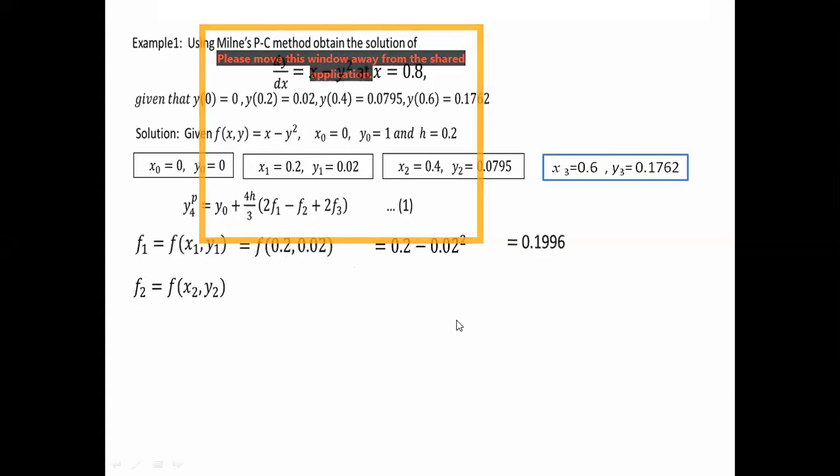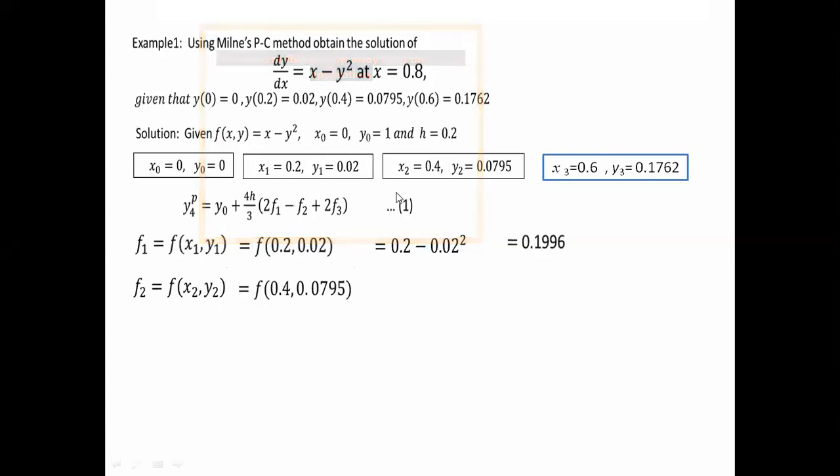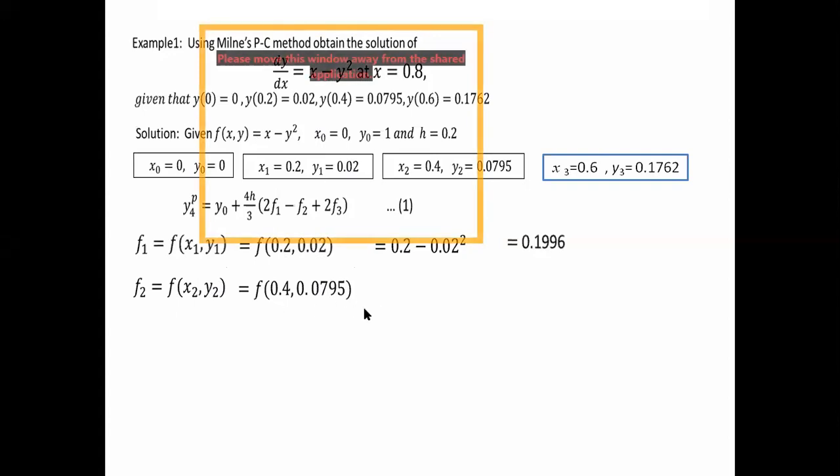Next, find f2. f2 means f of x2 comma y2. That is f of, this is x2, this one is y2. So f of 0.4 comma 0.0795. But f of x comma y is defined by the relation x minus y square. So x is 0.4 minus 0.0795 whole square. If you substitute it, you will see that it is 0.393679.